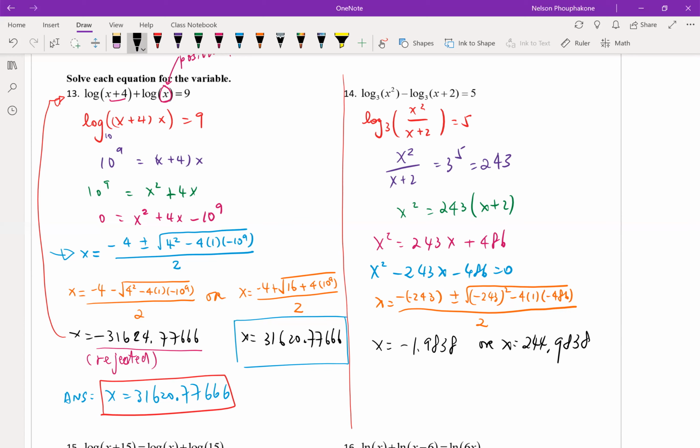Now to this one, do I need to reject any solutions though? Then let's check. So to this one, I have x squared here, meaning I don't need to reject these solutions because this is positive, and then this is also positive. And then how about this one? I have negative 1.9838 plus 2. Again, the result that I get is still positive. So in this case, I will keep both solutions then.